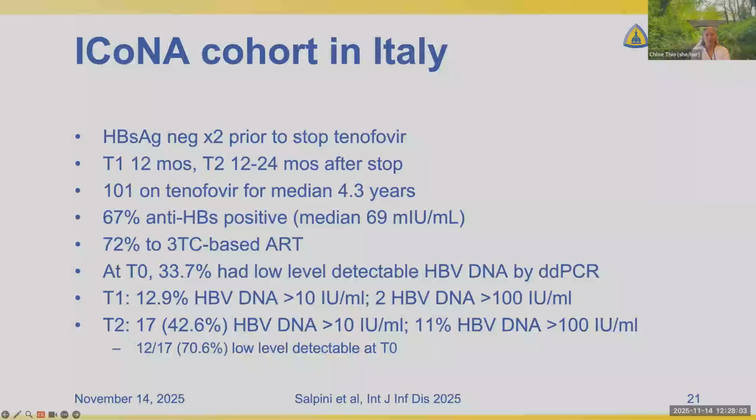And at time point 2, remember they had fewer people that made it to time point 2, 17 individuals or 43% had hepatitis B DNA greater than 10, and 11% had hepatitis B DNA greater than 100. Out of these 17 people that had DNA greater than 10, 12 of them had low-level detectable virus at time point 0 by that very sensitive PCR assay. So overall, I think this also shows that the reactivations are not that high, and if they happen, they happen at a pretty low level, and you could catch them with monitoring.